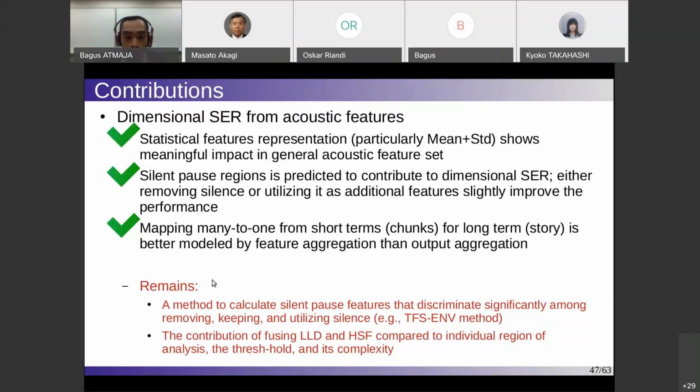And there are also some remaining works, for example, to investigate more thoroughly the effect of silence. We can use another feature like temporal structure, and also we can fuse LLD and HSF, because to obtain HSF we need to calculate LLD first. So why not we fuse these two information in future.